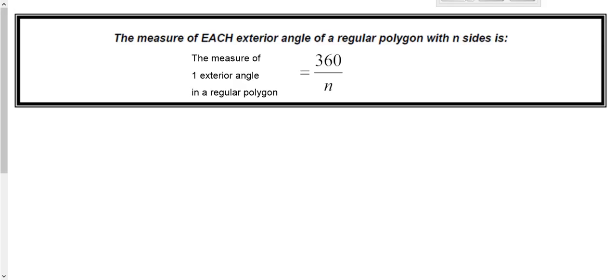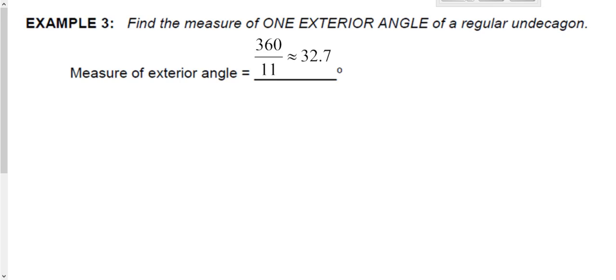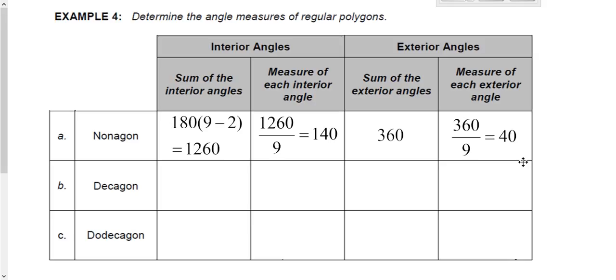Look at an example of that, and then you find what each one equals. It says find the measure of one exterior angle of a regular undecagon. So the measure of one of the exterior angles will be 360 divided by how many sides it has, 11 in an undecagon. And this comes out to approximately 32.7 if you round to the nearest tenth. Example 4, you'll be doing some of these in your practice problems.